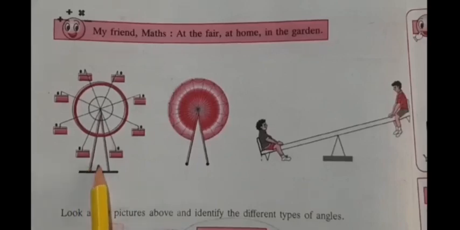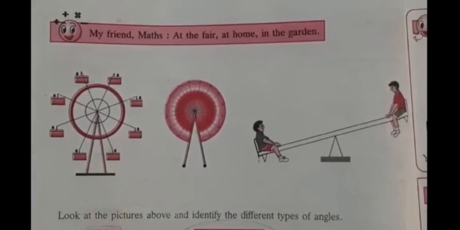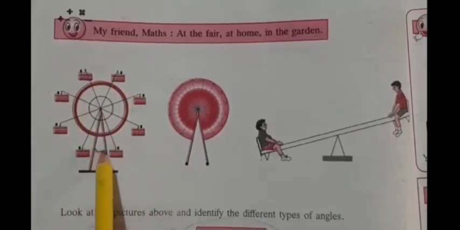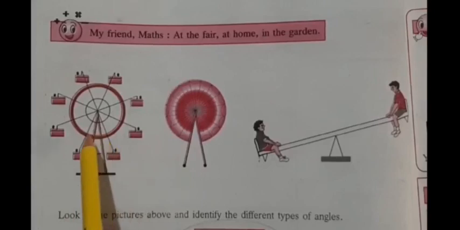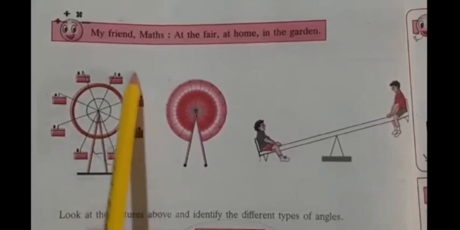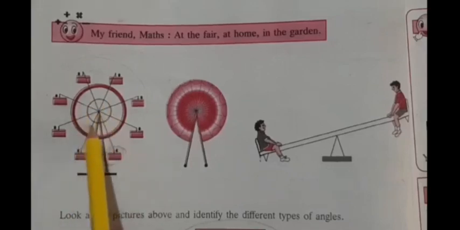In this merry-go-round we can see that in these two stands we are having one angle. And whatever they move, that is one angle. So here we can say we are having an acute angle. Suppose this person is here, it will complete one round and again come to that particular position. Yes or no? So we can say that person is completing a complete angle. So here we are having one complete angle.